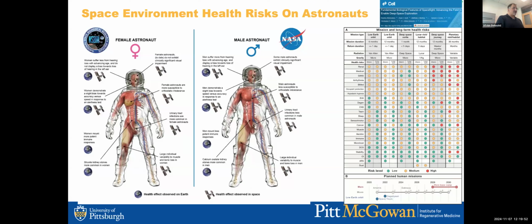Okay, so the space environment, all this damage caused to your body, what does it do? You can imagine it causes a lot of health risks. There are some female and male independent health risks, and then there are some universal health risks that happen independent of sex. In this case, I'll be talking more about the female reproductive system and the health risks associated with that. And of course, the longer you're in space, the more potential there is for the health risks to increase.